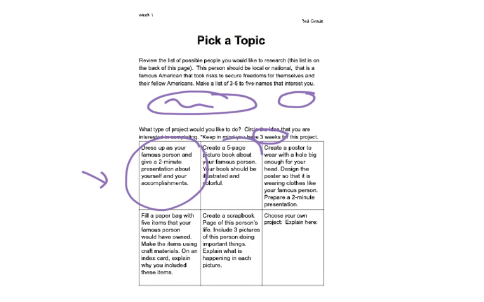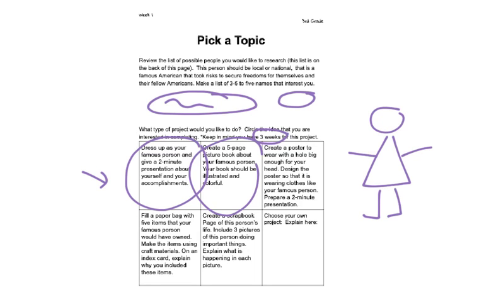The second thing is to create a 5-page picture book about your famous person. Your book should be illustrated and colorful. So if you're doing illustrations in your picture book, we're not looking for coloring that's like this. We're looking that you're taking your time on coloring your 5-page picture book.